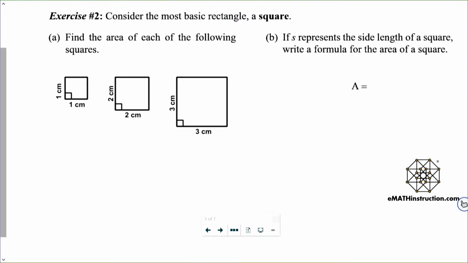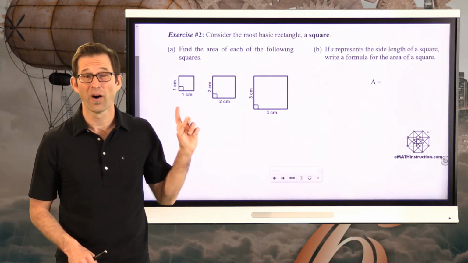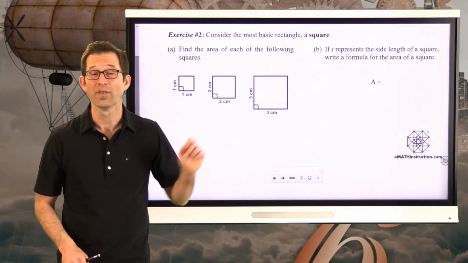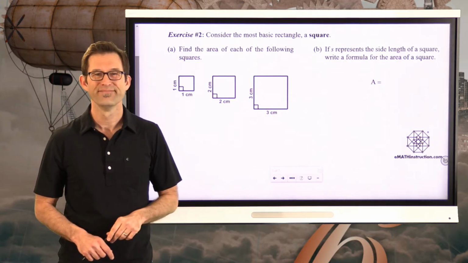Consider the most basic rectangle, a square. Letter A, find the area of each of the following squares. This should be a piece of cake. So I'd like you to pause the video right now, find the area of each one of these things, don't forget proper units, and then we'll move on to letter B.